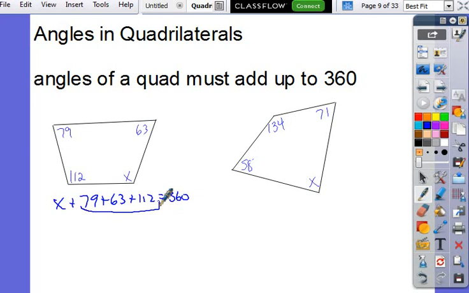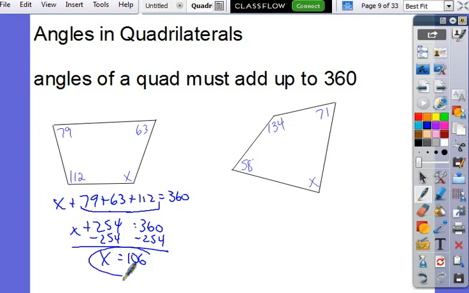264. So minus the 254. Do 360 minus the 254 and get, what was that, 106? That's all there is to that. If it's just an X and you've got the three other numbers, add them up, subtract from 360, get your answer. All right, take care of that second one.